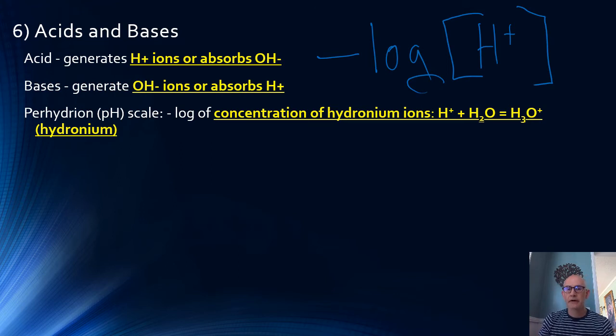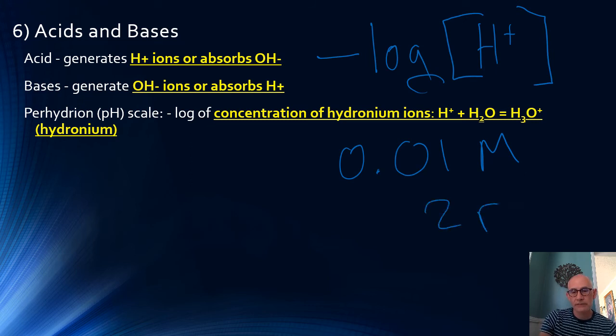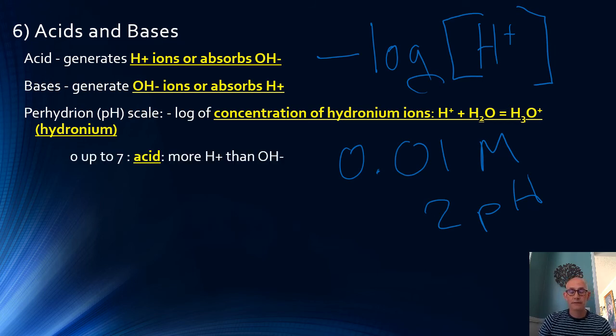So if we talk about stomach acid, the concentration of hydrogen ions in stomach acid is about 0.01 molar. If you take the negative log of that, it's a pH of 2. So the thing about the pH scale, it is logarithmic. So going from a pH of 2 to a pH of 1, it's 10 times more acidic.